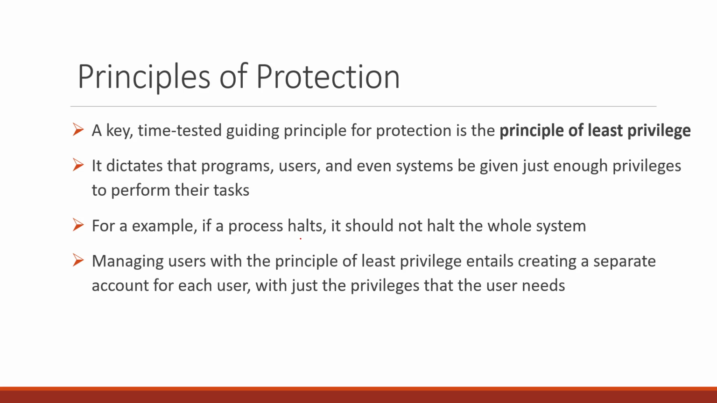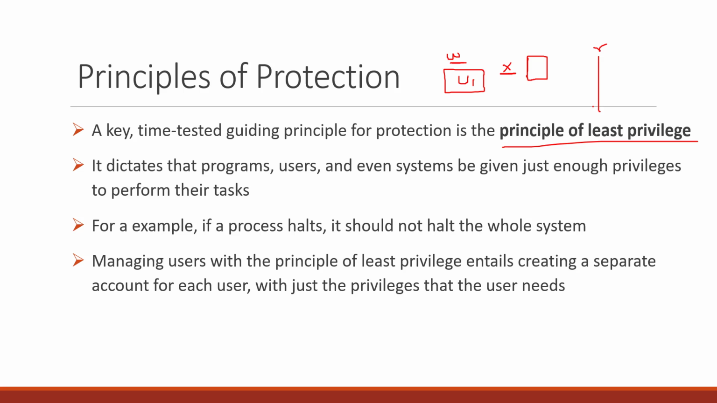Now there are some principles of protection, and a key, time-tested guiding principle for protection is the principle of least privilege. What this means is we give least privileges to a user for everything, right? For example, if user 1 is a user who is only going to execute programs, we are not going to give the user write permission just because we are giving execute permission. Since the user is looking to execute programs only, we give only the execute permission, not the write permission, right? That is called the principle of least privilege.